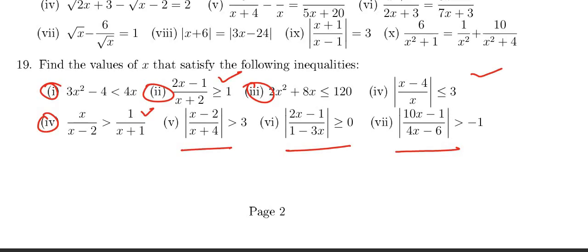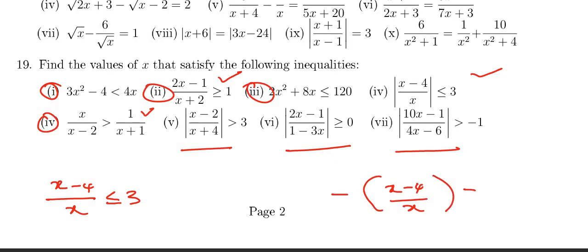If they give you something like what they've given us here, x minus 4 over x, they're telling us that this thing is less than or equal to 3. So we'll take it as positive to be less than or equal to 3. Then again, we're going to take it as a negative. So we'll say negative of this, x minus 4 over x, is going to be greater than or equal to 3. So we'll solve this part the same way that we solved these ones.